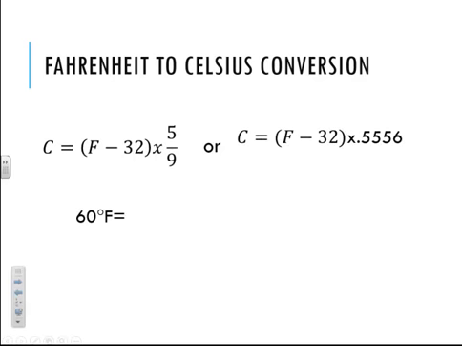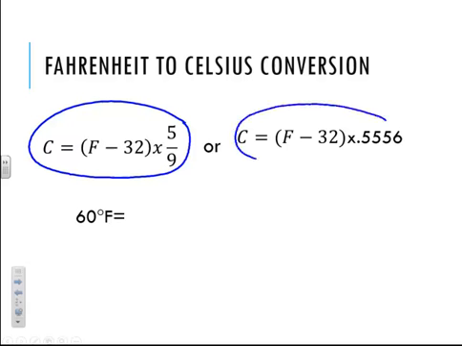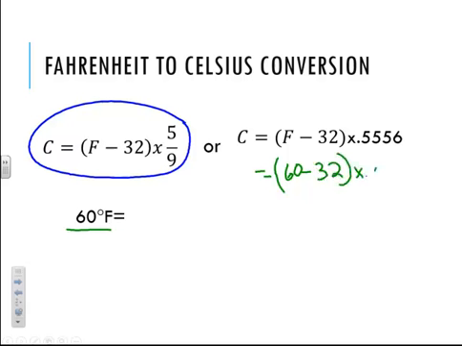So next we're going to convert Fahrenheit to Celsius. Again, two different formulas. You could do Celsius is equal to Fahrenheit minus 32 times 5/9. Or this formula where the 5/9 is converted to 0.5556. So we're going to use the second one again, just because it doesn't have a fraction. All right, and we're going to use 60 degrees Fahrenheit. So 60 minus 32 times 0.556.